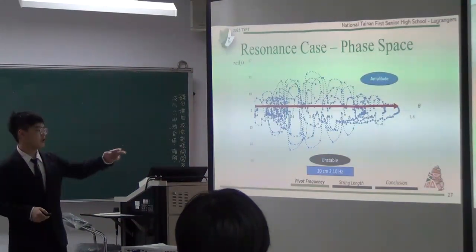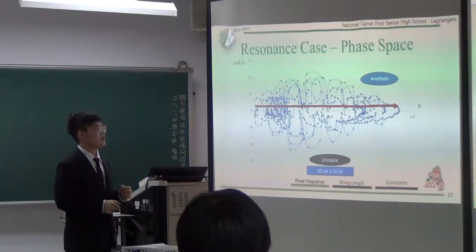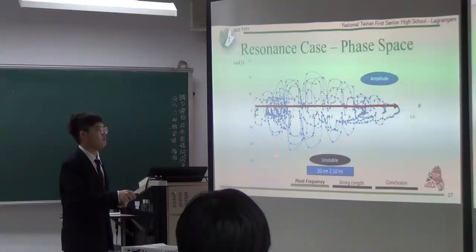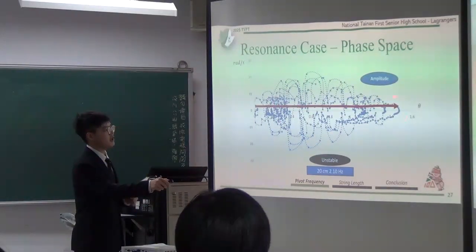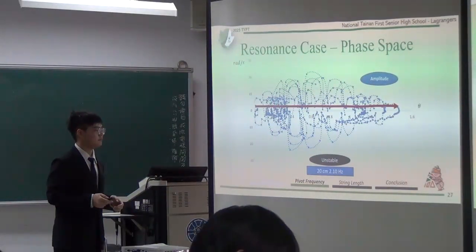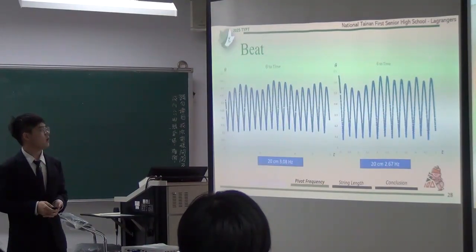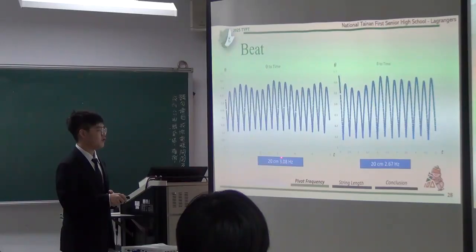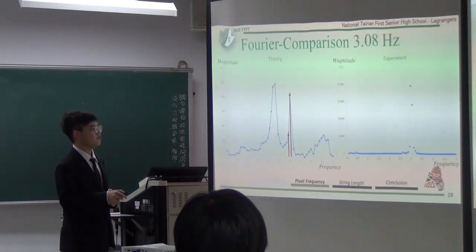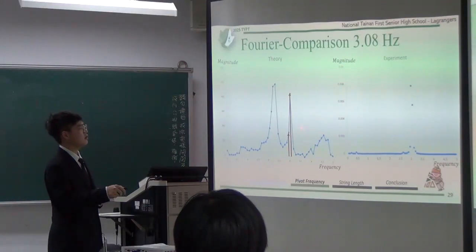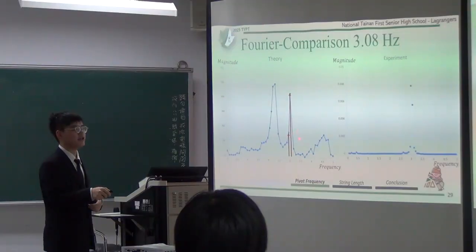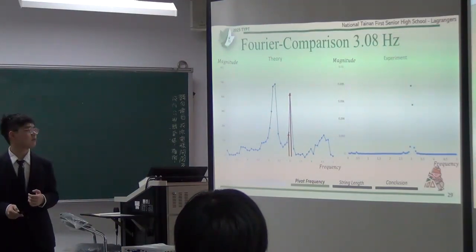So we will do another phase space on the resonance case, and we can find that the phase space of the resonance case is pretty unstable, and it has a much bigger amplitude than the other cases. And we will analyze the beat, which I had mentioned earlier. So here, the pivot frequency is 3.08 and 2.67. Through the Fourier transform, we can get the frequencies. And these are the frequencies that have been calculated through the numerical solution.